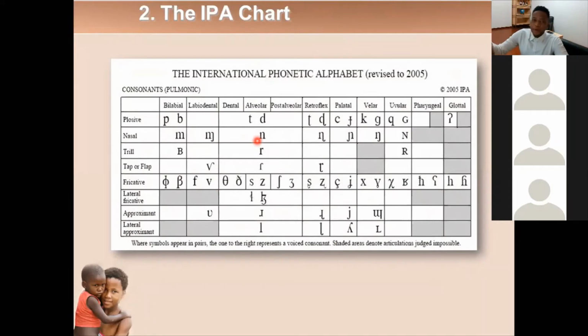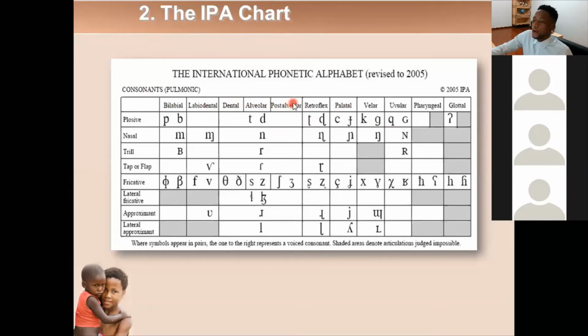Okay, so what we are looking at now is called the International Phonetic Alphabet, or the IPA chart. This is the most fascinating chart of all the charts that we have in this world, particularly for people that work with human speech. In this chart you can see the symbols, the sounds that are found in human languages across the world.